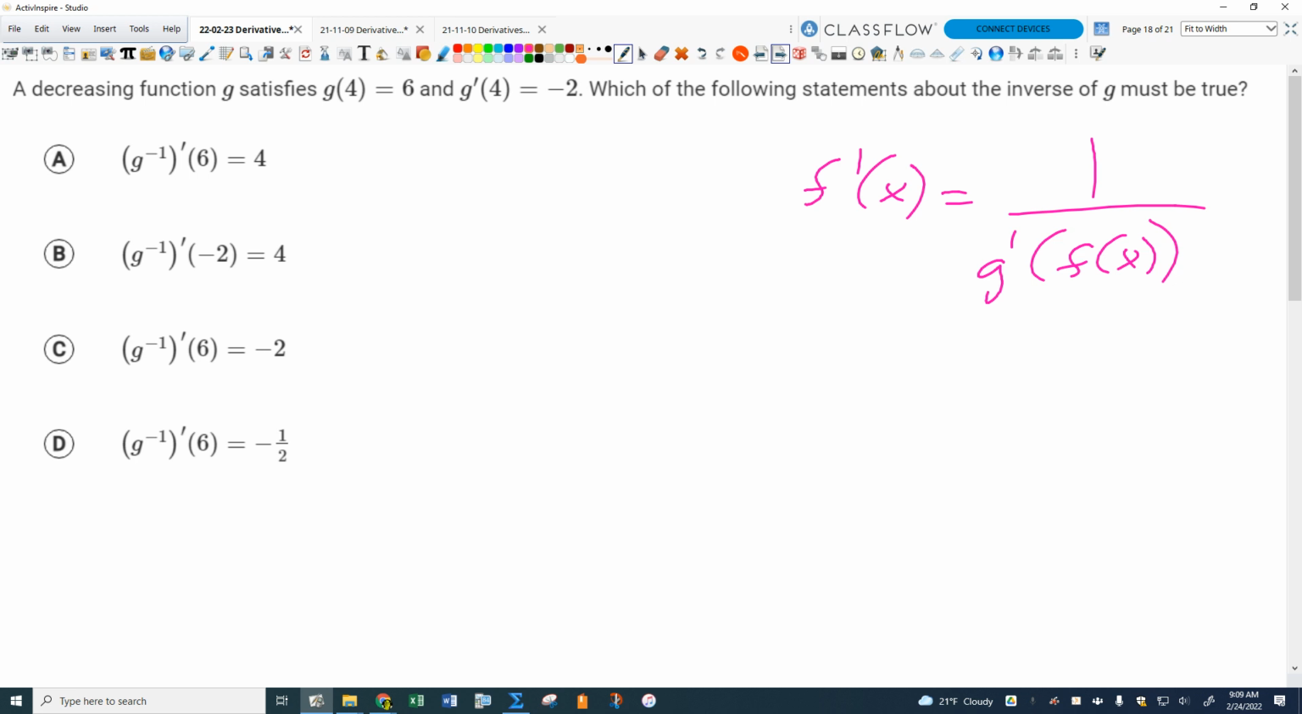Which is fine. We can do that. And so think of these all as being f primes instead of g primes. Okay? So which one of those would have to be true? If, let's make our table.